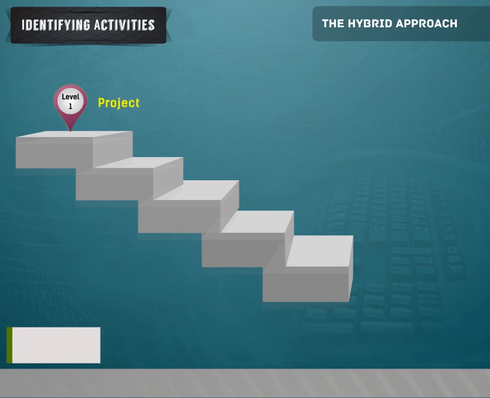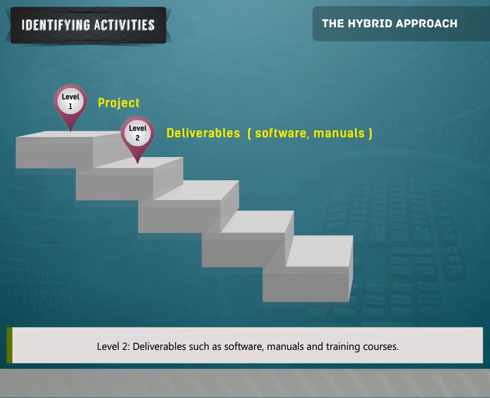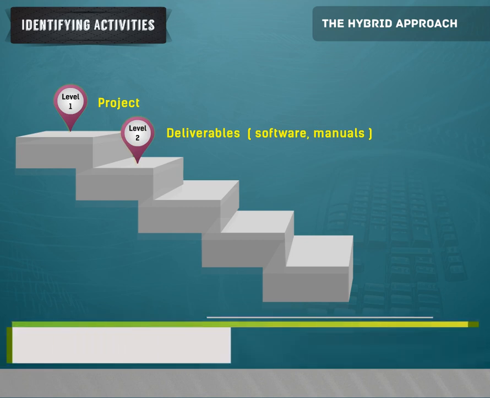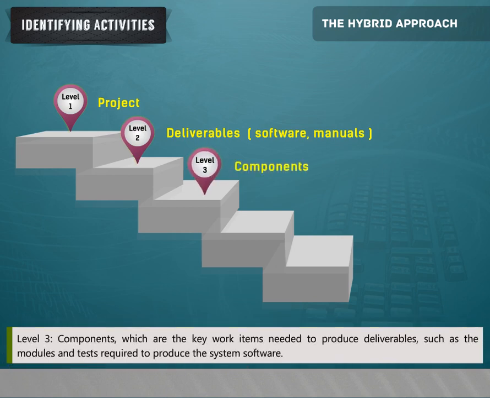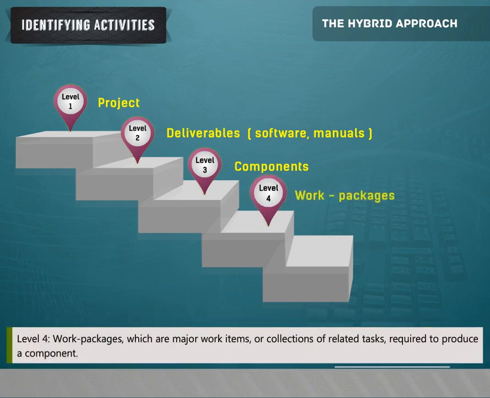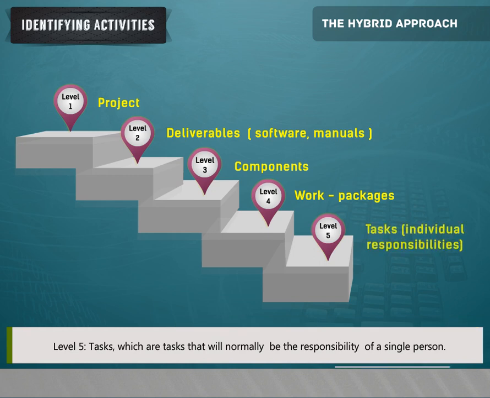Level 1, Project. Level 2, Deliverables such as software, manuals and training courses. Level 3, Components, which are the key work items needed to produce deliverables, such as the modules and tests required to produce the system software. Level 4, Work packages, which are major work items or collections of related tasks required to produce a component. Level 5, Tasks, which will normally be the responsibility of a single person.